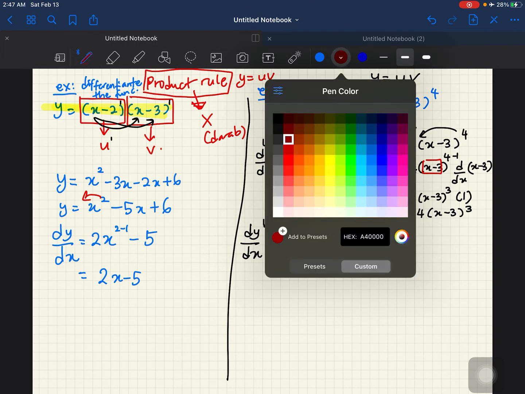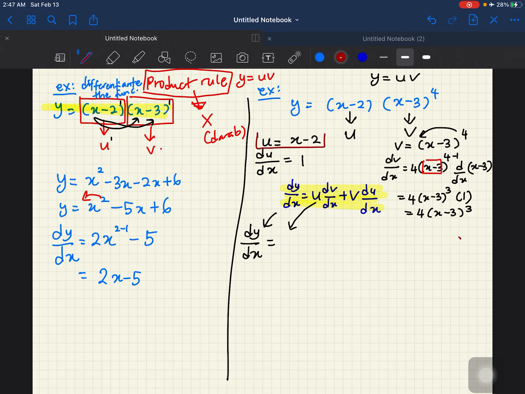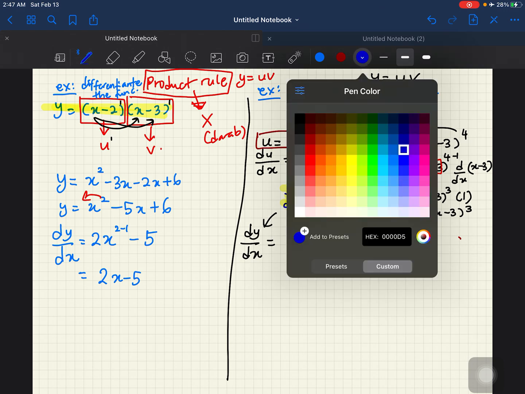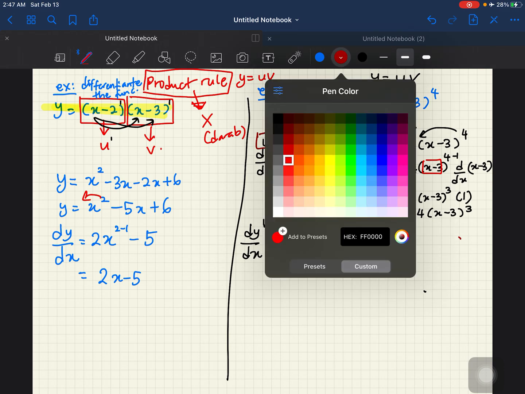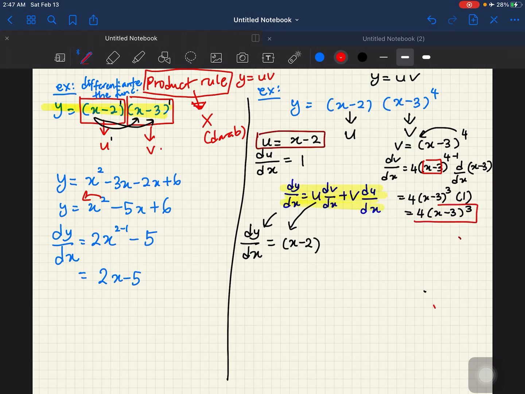Your u is equal to x minus 2. So I take x minus 2 and I put it here. And what is your dv over dx? Your dv over dx is equal to 4 multiplied by x minus 3 to the power of 3. So I put it here, and then we have solved for dv over dx.